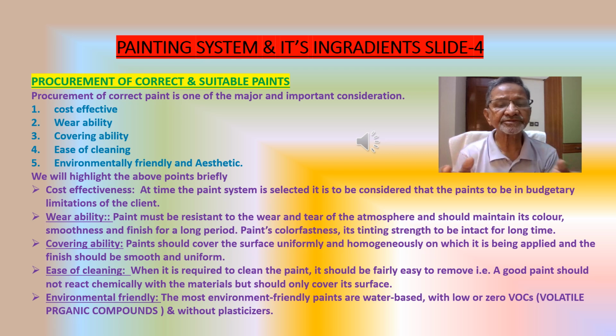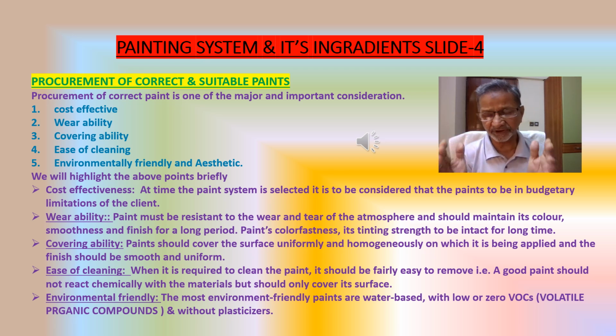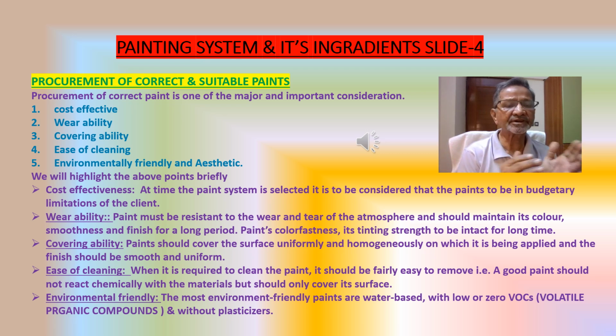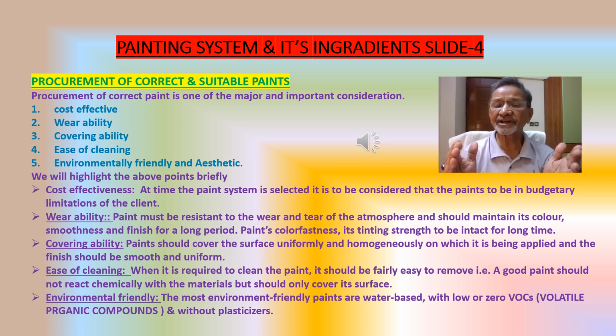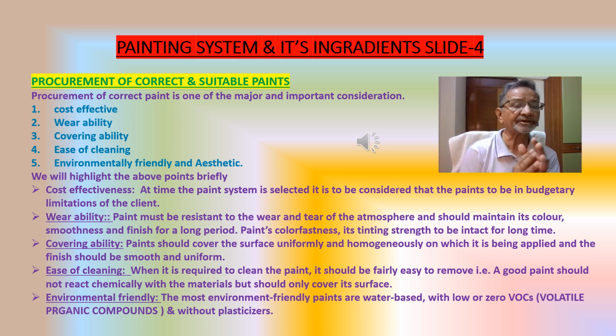Number 1, it is to be considered that the amount spent on the paint system is to be under the budget as per the contract and as per the budget of the client. Number 2, to do the selection of the paint, it's mandatory to see that wear and tear of the paint due to climatic condition does not affect the color and smoothness of the paint.